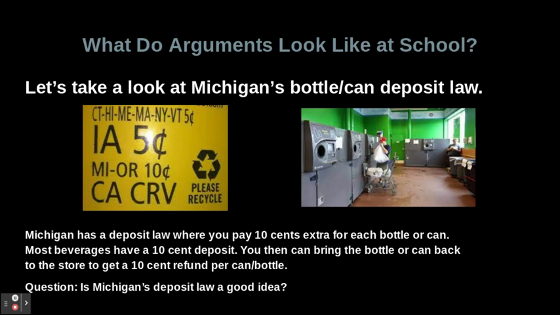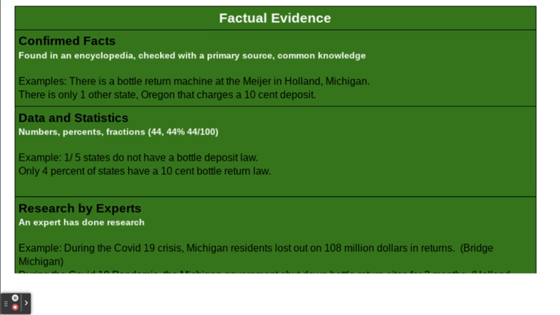Let's go through the types of evidence. What would an argument look like with factual evidence or anecdotal evidence? So let's go to the factual first. A confirmed fact, again found in an encyclopedia, checked with a source, common knowledge. Here's an example. There's a bottle return machine at the Meijer in Holland, Michigan. I went there and I saw it sitting there. If I asked other people, it is really there. You could call Meijer and ask. It's a confirmed fact. They have bottle return machines there.